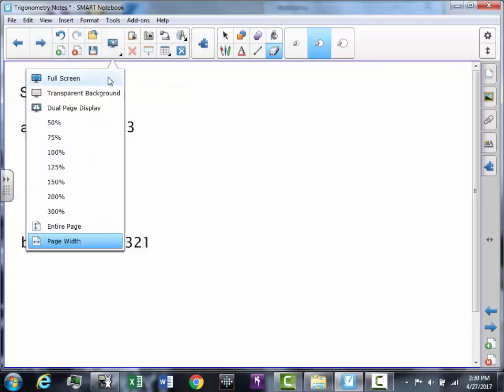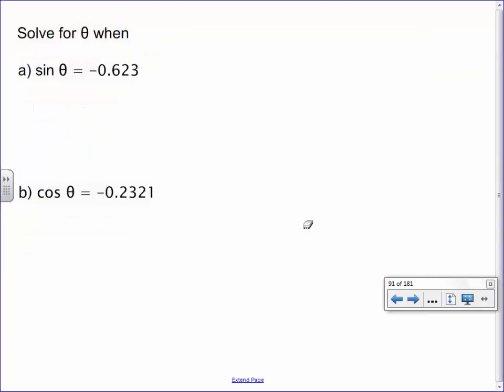Let's do these ones here. Let me skip to this one here. I'll just do one of them. Let's solve for theta when sine theta equals negative 0.623. So let's walk through some options.